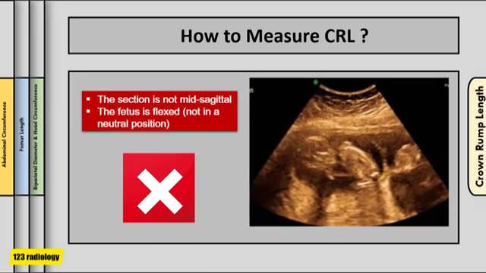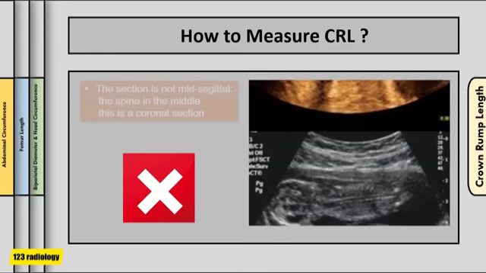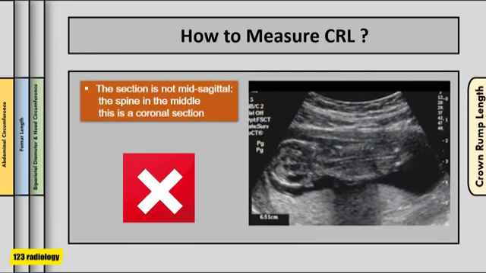A second example of incorrect estimation of crown rump length. The section here is not mid-sagittal, and the fetus is flexed, not in a neutral position, leading to underestimation of crown rump length. Last example of incorrect estimation of crown rump length. The section here is not mid-sagittal. You can see the spine in the middle; this is a coronal section. The correct crown rump length is measured in a sagittal section, not in a coronal one.